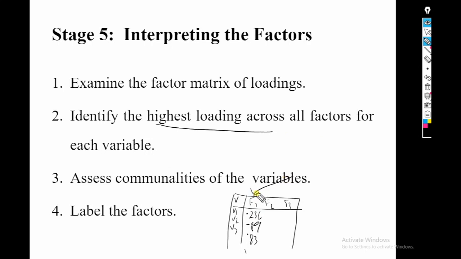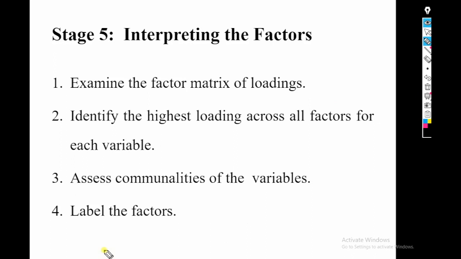In this factor 1, if 3 values are greater than 0.6, meaning highest, we will choose only those 3 variables and we don't take the lesser values. So in each factor we take only high values of factor loading, and then assess the communalities of the variables and label the factors. Labeling the factors means we club the same nature of questions and then give the name, summarize.